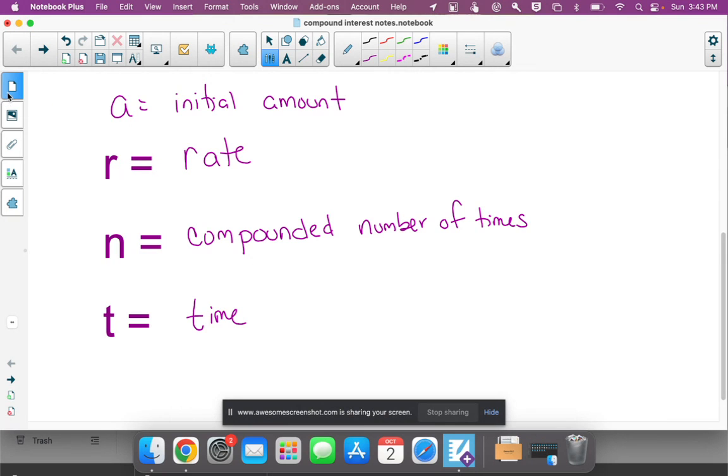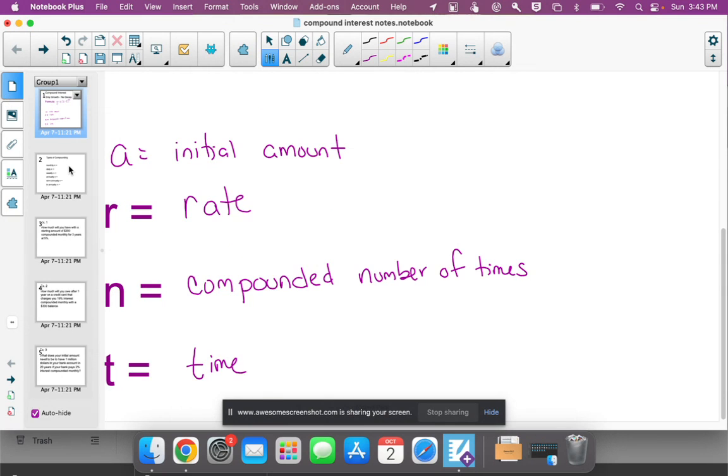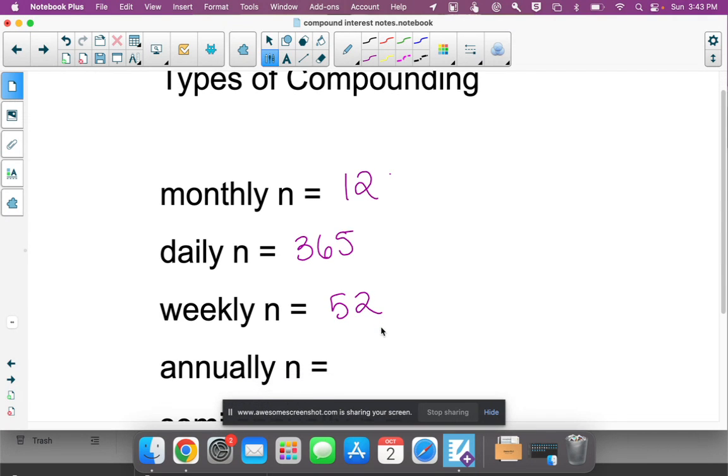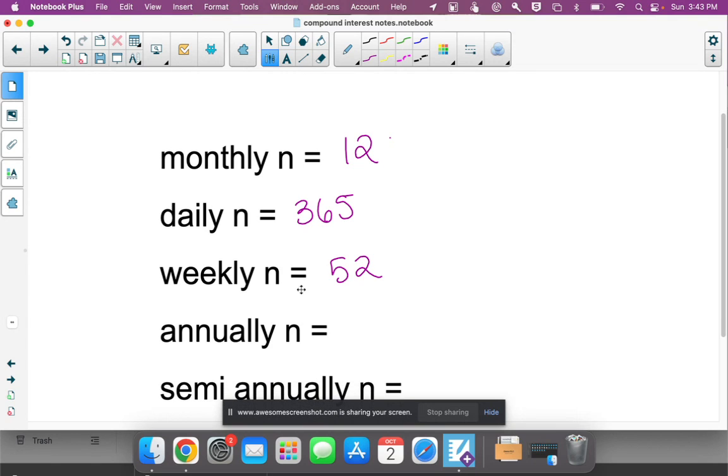All right, so there are some special ones for compounding that we need to know. Okay, and again, I said this one already. If you are compounding monthly, then your N is going to be 12 because there are 12 months in a year. Daily, we actually use 365. I know there's 366 in a leap year, but we always just use the standard 365. Weekly is 52. Annually is 1.